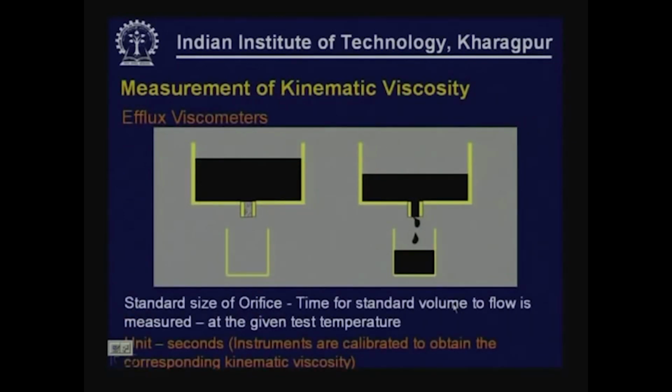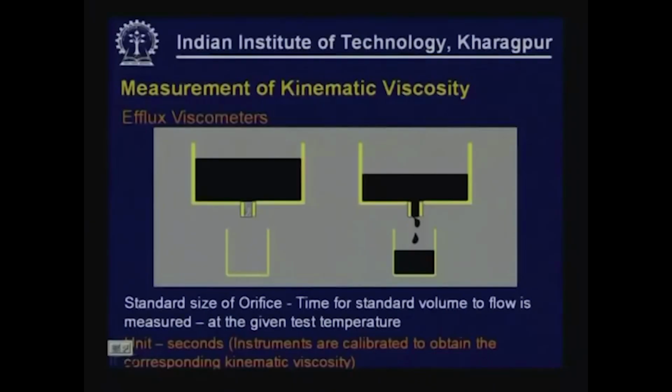How do we measure kinematic viscosity? Because as I said, this is a very convenient unit. If you want to express viscosity in terms of viscous force and the inertial force, then kinematic viscosity is a convenient unit. We use efflux viscometers or capillary viscometers to measure kinematic viscosity.